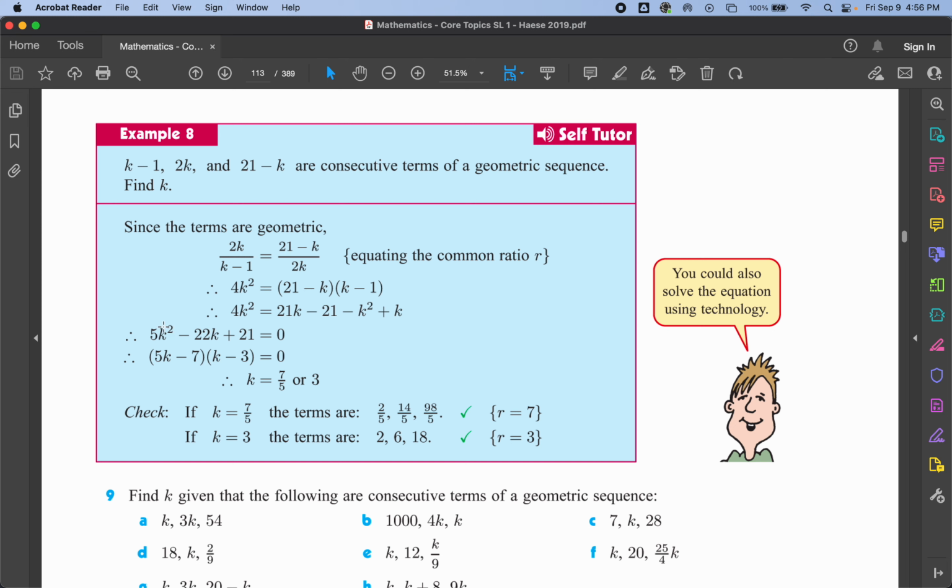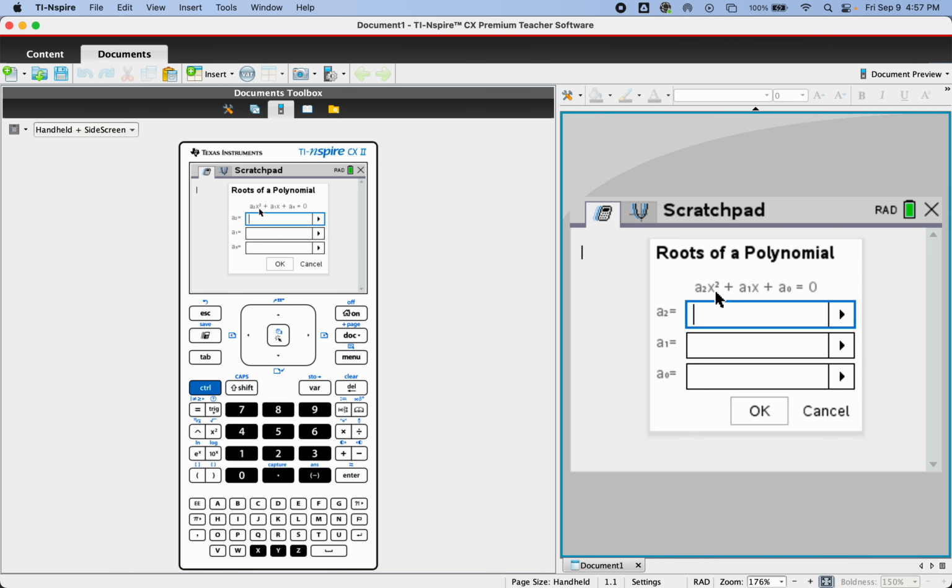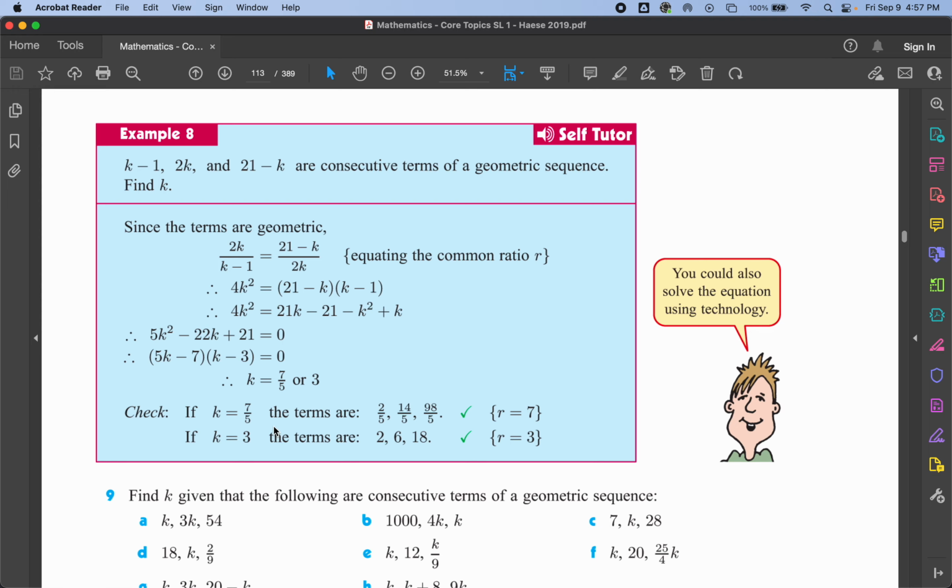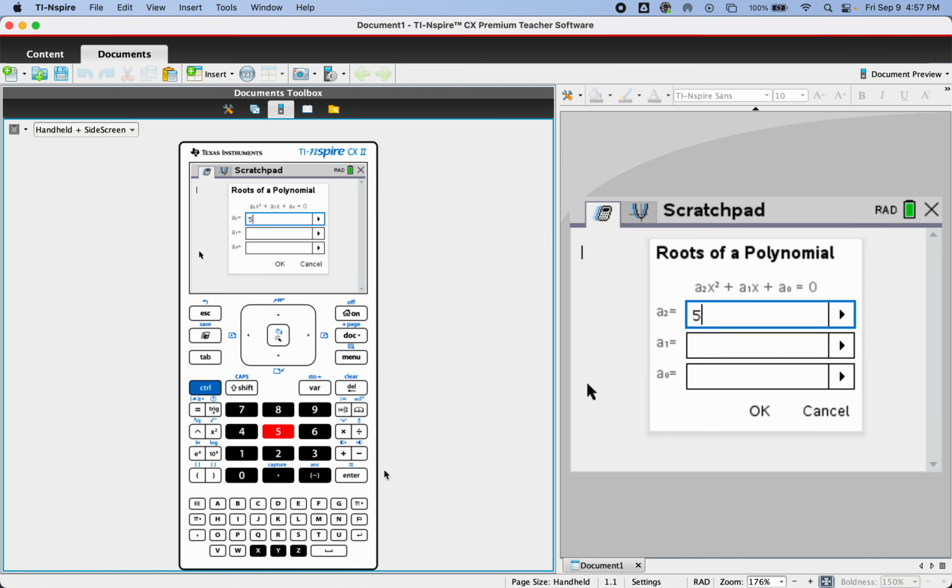So on the squared term, the coefficient is 5. On the term raised to the first degree, the coefficient is negative 22. So I'm going to put those in before I forget. For a2, I'm going to put 5, and then I'll push the down arrow. Or you can alternatively push tab, which is, it's embarrassing, I can't remember. Oh, it's over here.